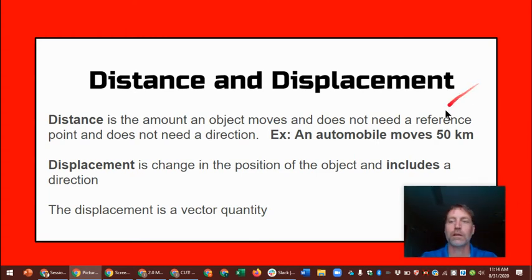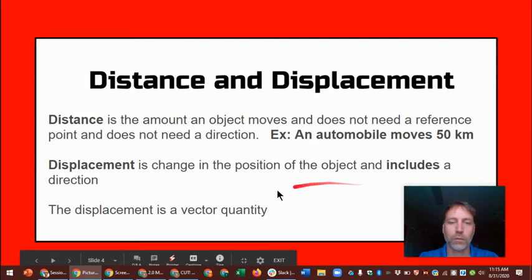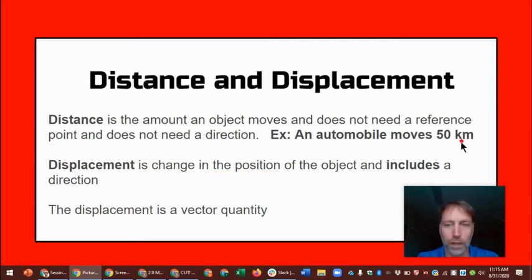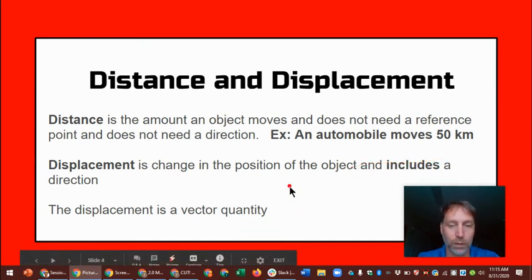In physics, many times that's going to be in the units kilometers or meters. Now, displacement's a little bit different. Displacement is a change in the position, a change in the location, but it includes a direction. That means it's a vector, because you have a change in position, a measurement like 50 kilometers, but it includes a direction. An object being displaced 50 kilometers to the east would be an example.